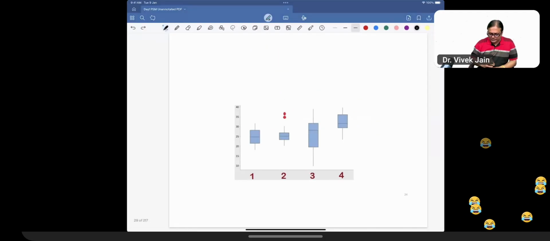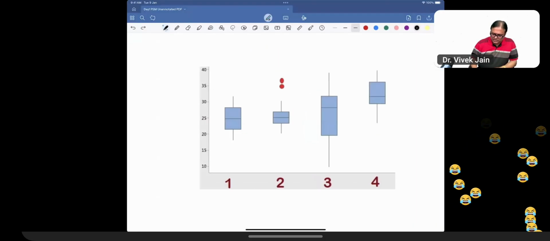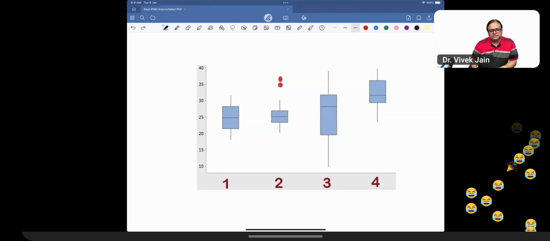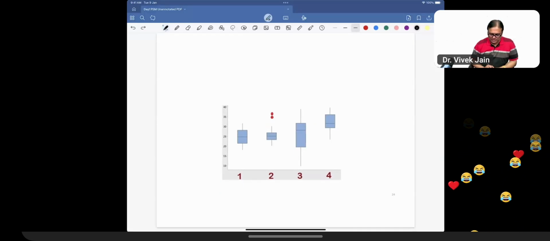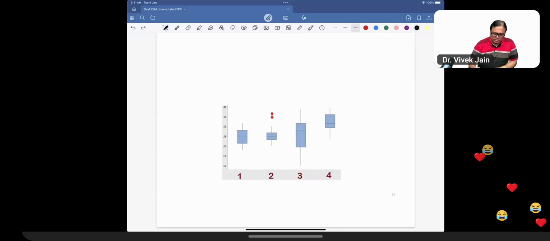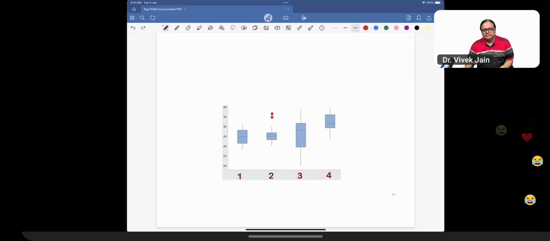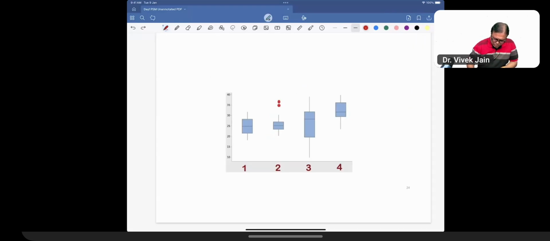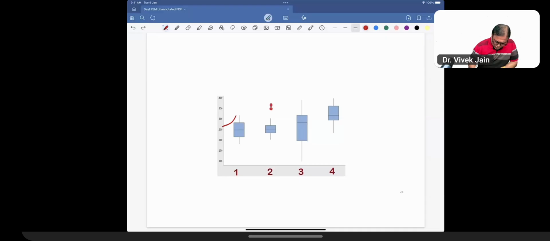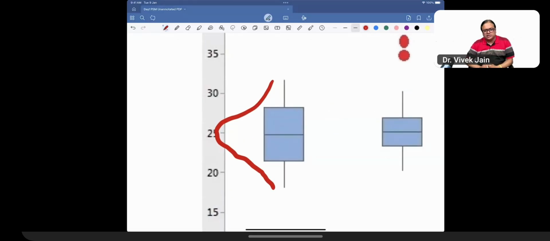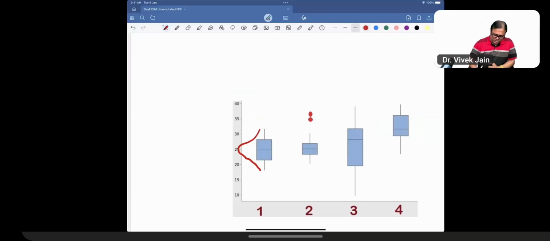Box and whisker plot. Can you interpret these 4 box and whisker plots? 1, 2, 3, and 4. Which one of them is a normal distribution? Yes, one. Why are you saying it is a normal distribution? Look at the graph. If you try to draw it, it will come like this. So why are you saying this is a normal distribution, friends? It is bilaterally symmetrical, bell shaped.